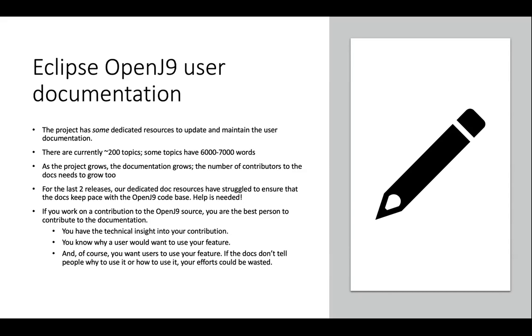So as a contributor, if you're working on the OpenJ9 source, you are probably the best person to help with the documentation. If you're developing a feature, you have the right technical insight into your contribution, you know why a user wants to use your particular feature, and of course, if it isn't documented well, it's a bit of a waste because people won't be trying it out. So we believe that the developers contributing to OpenJ9 are the best people to start writing about the features that are going into the product.